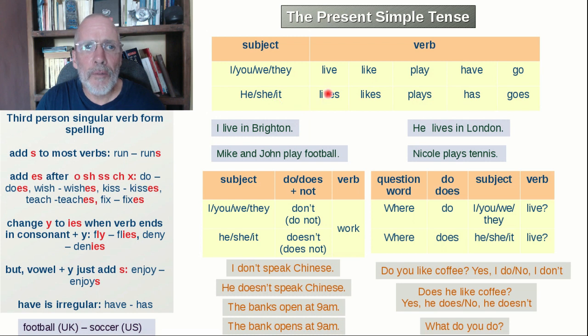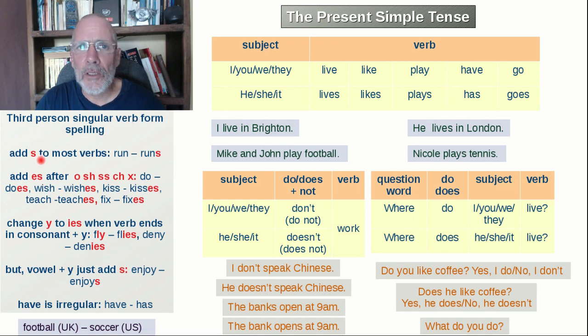Or she lives, she likes, she plays, she has, she goes. Or it lives, it likes, it plays, it has, it goes. Notice that the last two here do not follow the rule of just adding s, and that is because there are some exceptions to the rules for spelling. And here I have in this section here written down the rules. Third person singular verb form spelling.